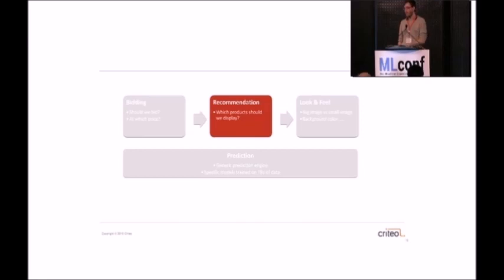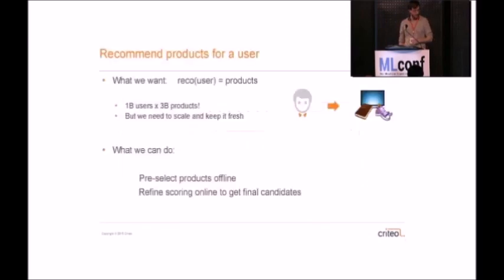Now we bid, and then maybe we win the ad space, and then we have to decide what are the products that we want to show. So to do this, basically we have some products, and we want to recommend products to the user. And so we have a billion users, and we have 3 billion products in our catalog. So this is really big, and we want to make it scale and to keep it fresh.